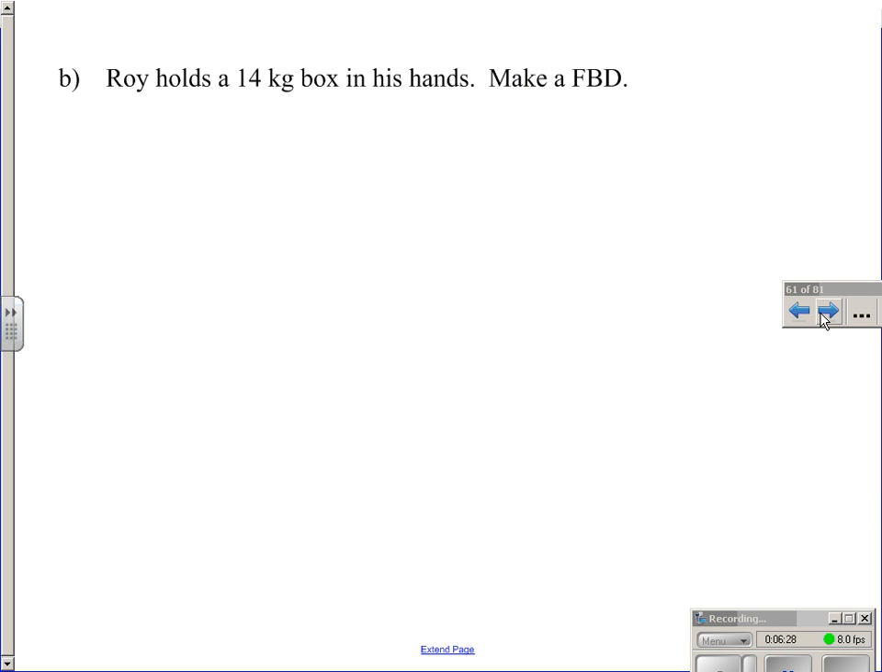All right, this example is about Roy holding a 14-kilogram box in his hands. All right, when you make a free body diagram, the reason it's called a free body diagram is you're drawing just the one object. Okay, so in this problem, we're drawing a free body diagram of the box. And I probably should have said that up here when I said make a free body diagram. It's of the box that we're making the free body diagram for. Okay, so here's the box.